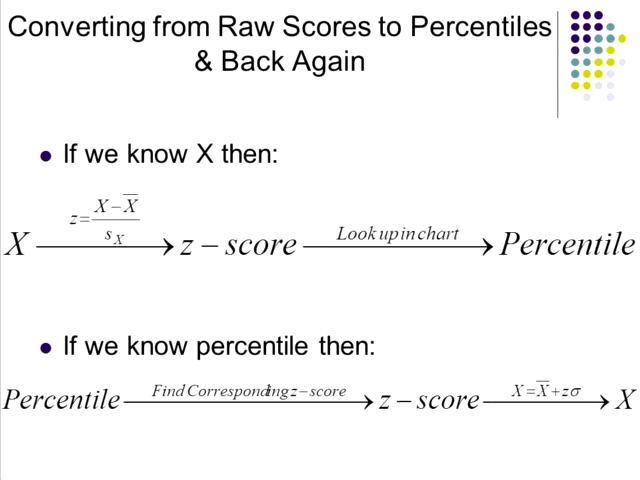If we know the percentile, the kid's at the 88th percentile, and we want to find out the raw score, how tall is this kid? You take the percentile, go to the z-score chart and find the corresponding z-score. And then we will use this other equation to take the z-score and convert it back to a raw score. So that's what we're going to do.